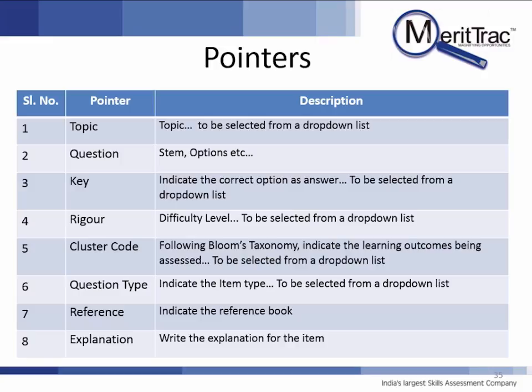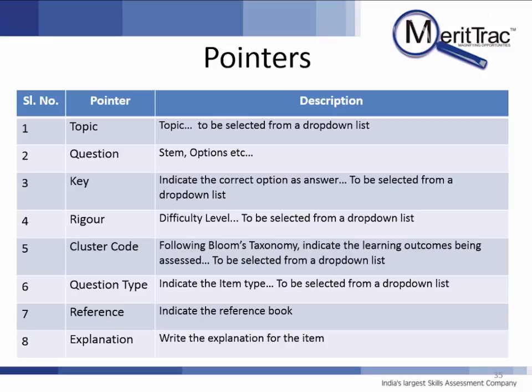Then of course, rigor or the difficulty level. We must indicate whether for a given set of people it is easy, moderate or difficult. We also need to indicate the cluster, whether it is cluster A1, A2, A3, and so on. We must indicate the question type. So far, whatever we have discussed is only multiple choice questions, but I must mention that there are several other types of items under selection type items itself. Maybe we will discuss that sometime later.